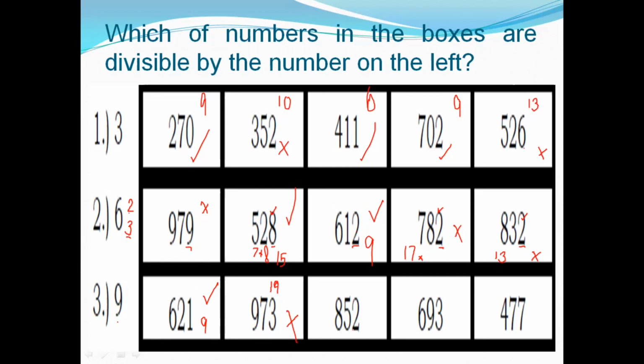Okay, how about 852? So, 8 plus 5 is 13. 13 plus 2 is equals to 15. Is 15 divisible by 9? No. So, 852 is not divisible by 9. Another given. 693. So, let's add. 6 plus 9 is 15. Plus 3, we get the answer 18. Is 18 divisible by 9? Yes. Because 18 is multiple of 9. 9, 18. So, 693 is divisible by 9.